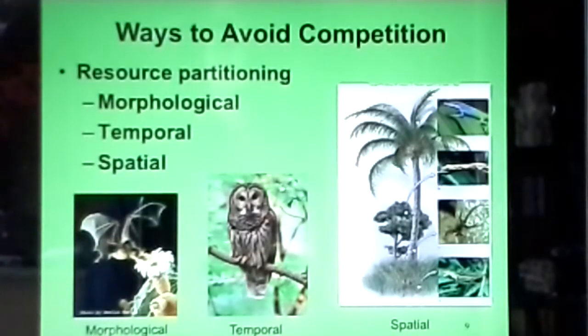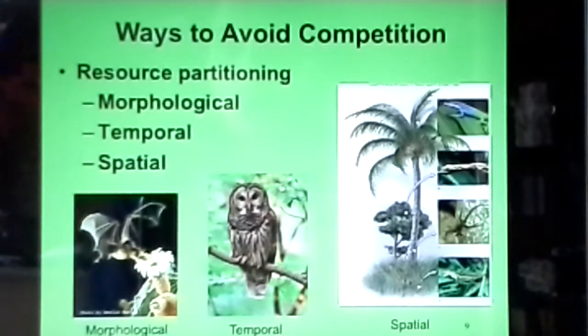Animals spend a lot of energy genetically and evolutionary-wise to avoid competition. One way is called resource partitioning, and that means to change in a way so that you do not have to compete with another organism or another species for a particular resource.